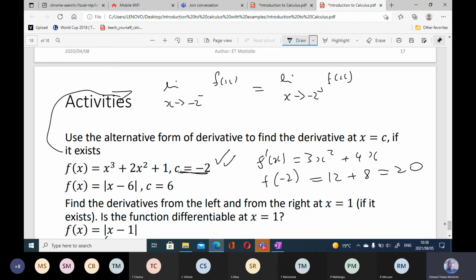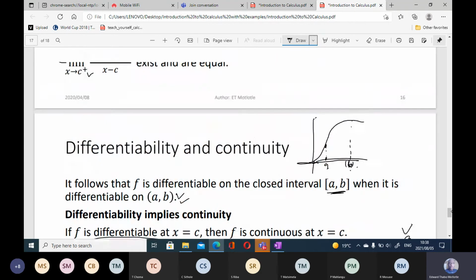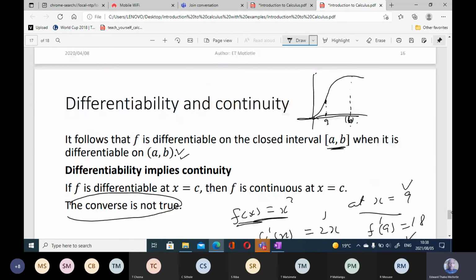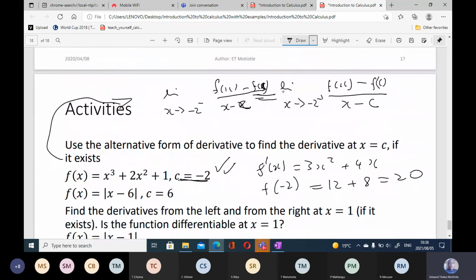So now the formula, I want that formula, it seems like I wrote it wrong. It is f(x) minus f(c) all over x minus c, from the negative side, and f(x) minus f(c) all over x minus c from the positive side. So these two must be equal for the limit to exist. Okay. Now let's check.